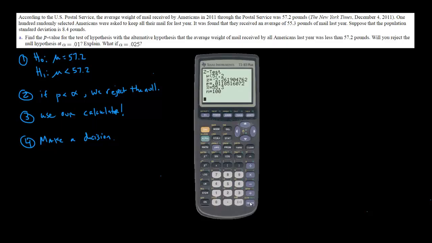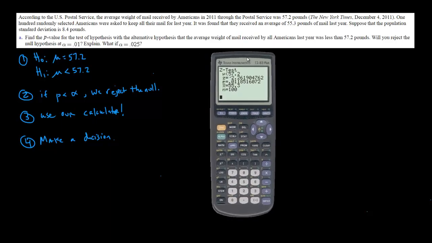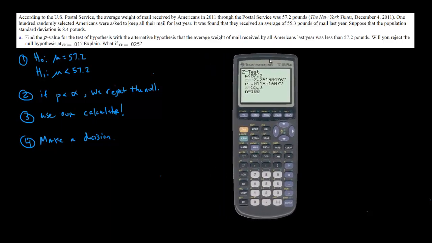So hit calculate, and let's see what we have. Okay, so this says we have a left-hand tail test, and here you go. Look, we have a z obtained value. So there's the observed z-value, negative 2.26. And the p-value is p equals 0.011 and change. Okay? So what does that tell us? Now we have to be able to interpret those results.